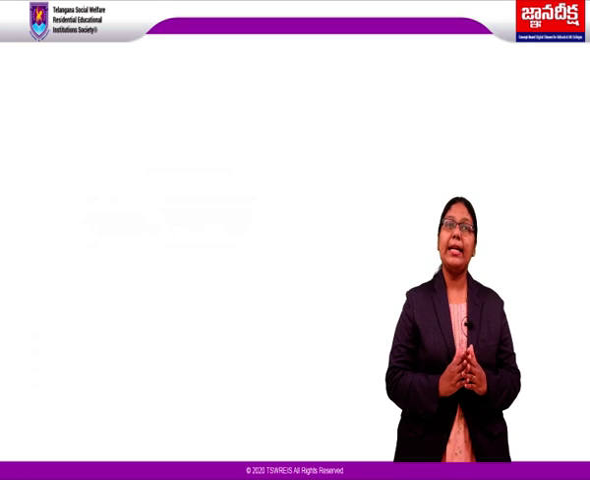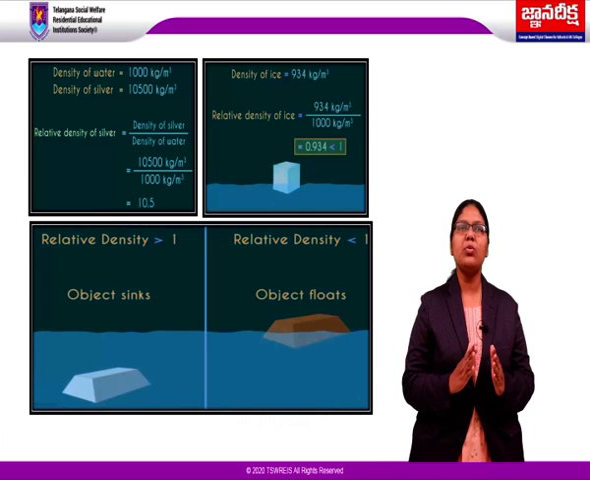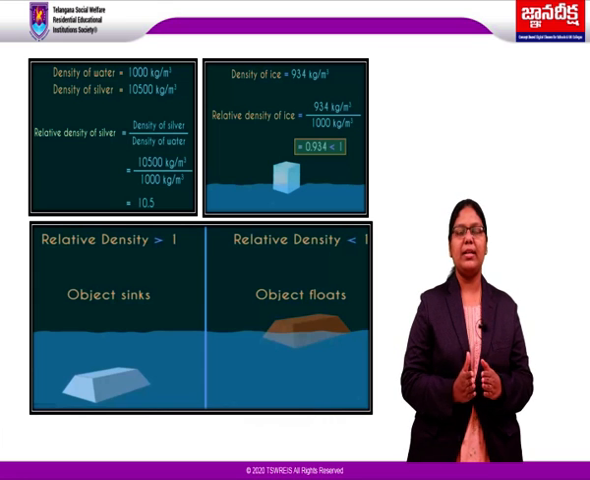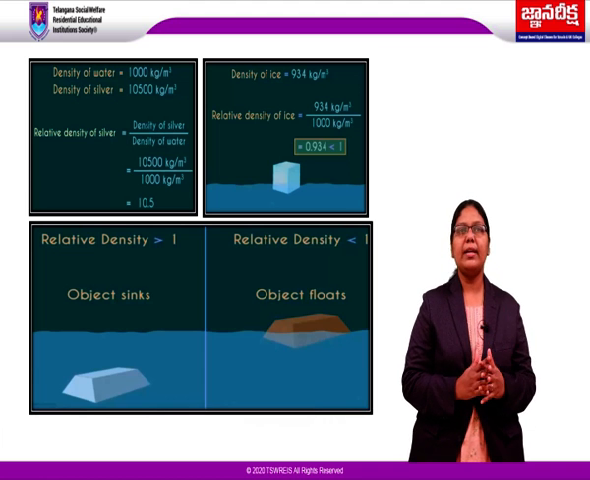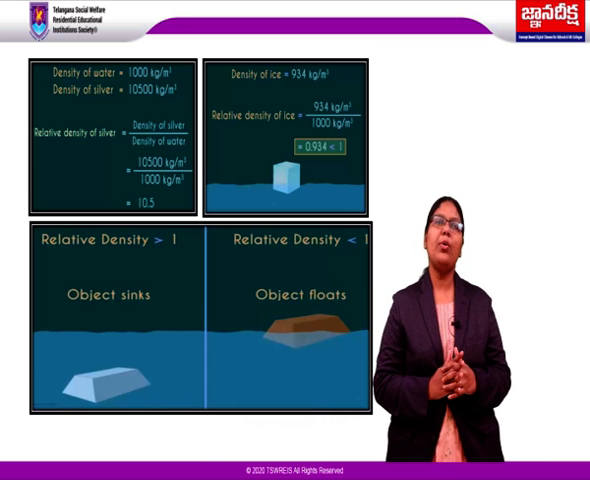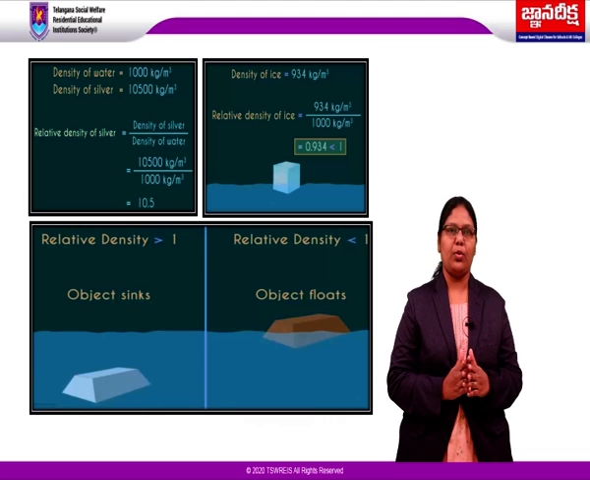So if you want to calculate the relative density of silver and ice, as you can see in the picture, we know the density of silver is 10,500 kilograms per meter cube. So if we want to find the relative density of silver, it is the density of silver by the density of water. So it is 10,500 by 1000. Since both are densities, the units get cancelled and we get 10.5 as the relative density of silver. The density of ice is 934. So the relative density of ice is 934 divided by 1000. So we get the relative density of ice as 0.934.